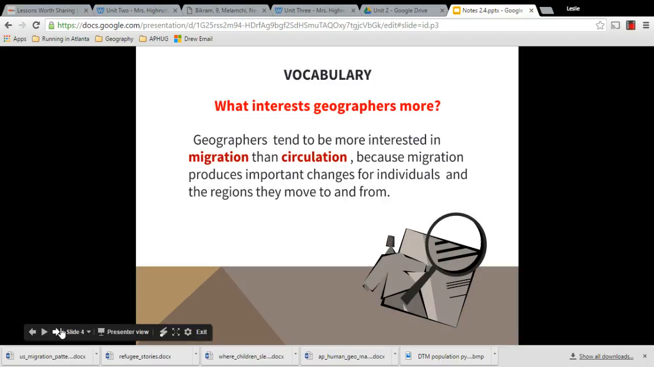So which of the two is going to interest geographers more? Geographers tend to be more interested in migration than circulation, because migration produces important changes for individuals and the regions they move to and from. So think of circulation as like commuting to and from school or commuting to and from work, where migration is going to produce more powerful and long-lasting changes.